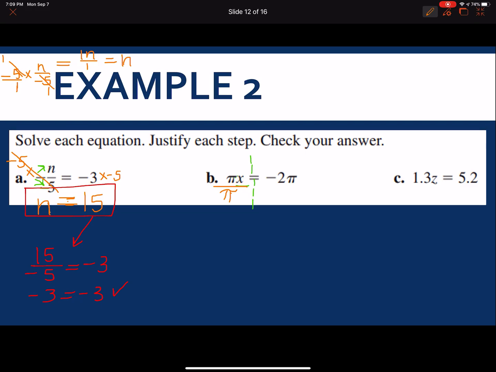And whatever I do on the left side, I must do on the right side as well. So this simplifies to 1, leaving me with x. Bring down my equal sign. Over here I simplify this, and I'm left with negative 2 times 1, which is simply negative 2.